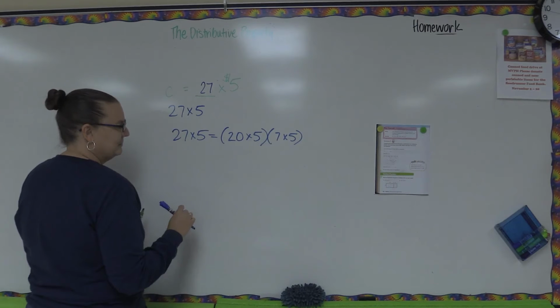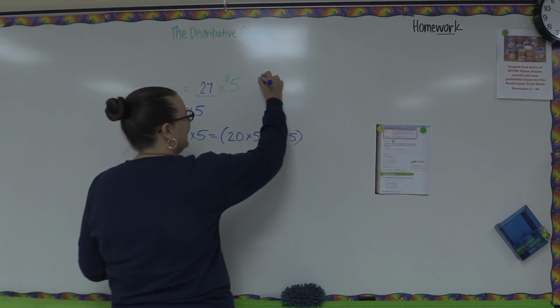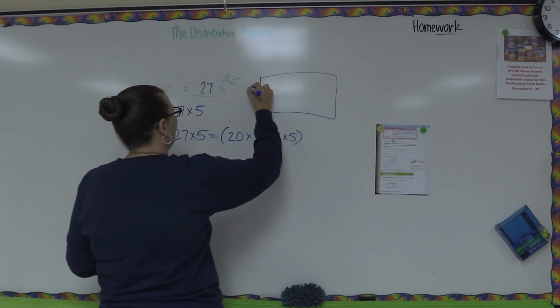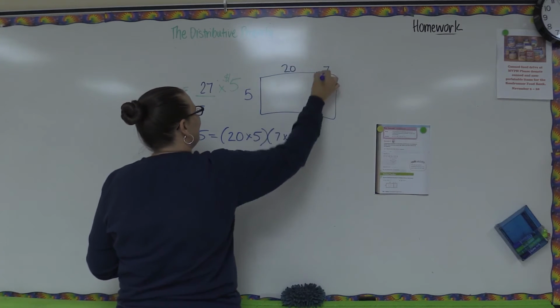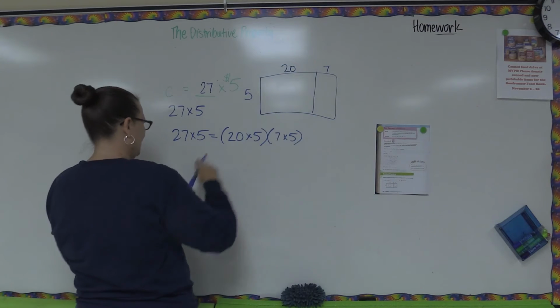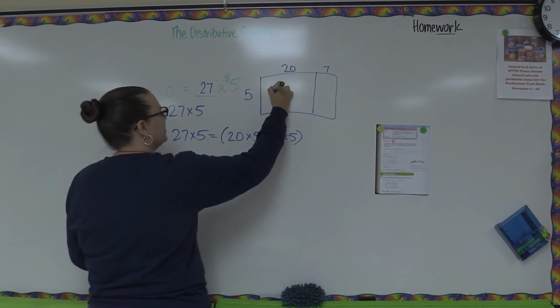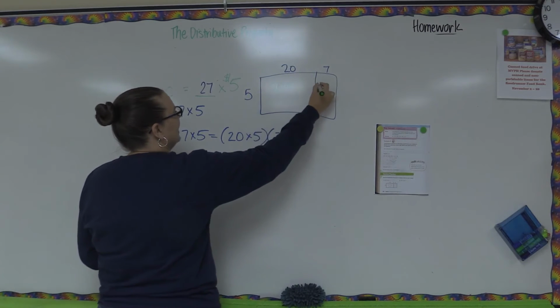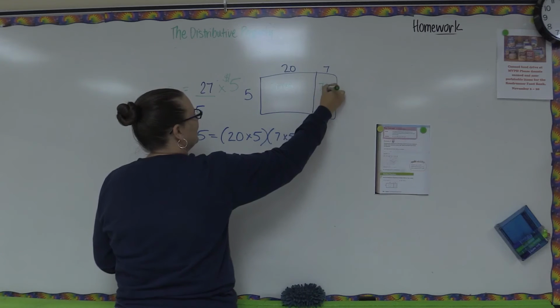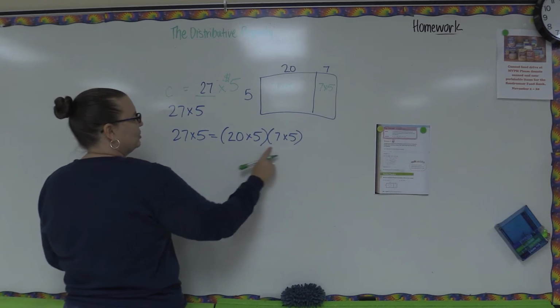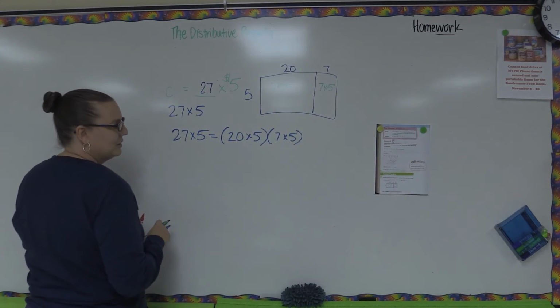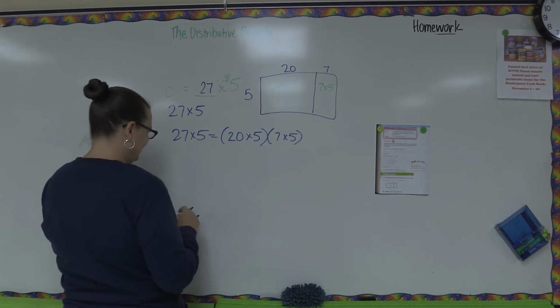Okay? That would be the same thing if we had the box like this and we had our 5 on the side, and we had the 20 here and the 7 here, right? Inside this box, we would have 20 times 5, and this side would be 7 times 5, right? So we've got that information just distributed this way. So we're going to go ahead and solve that problem.